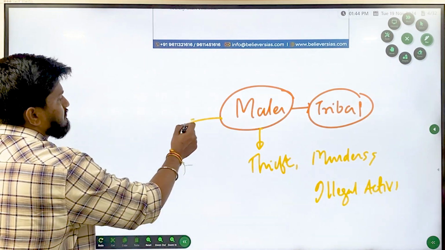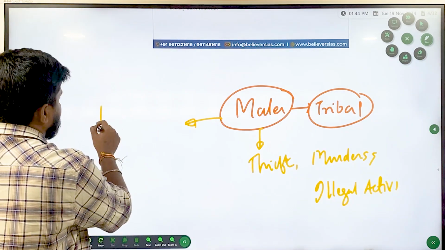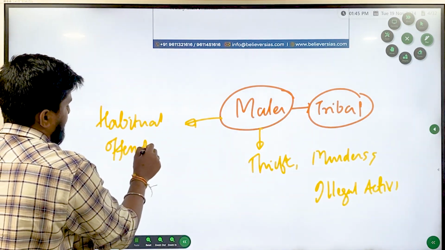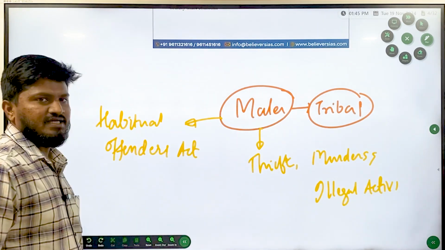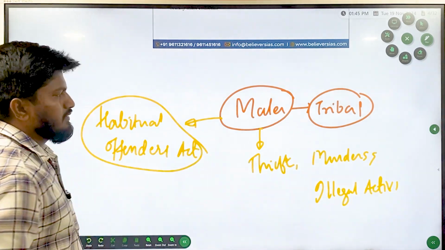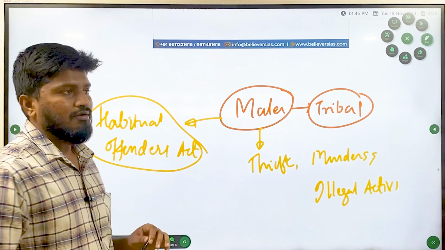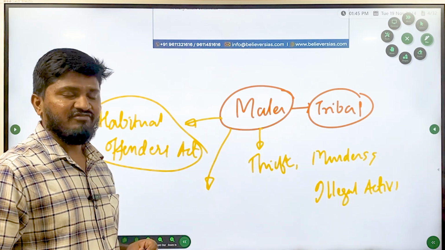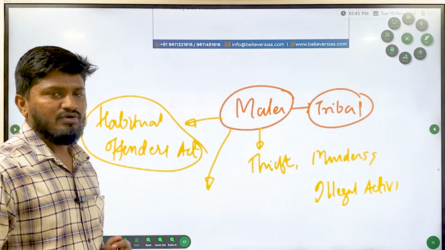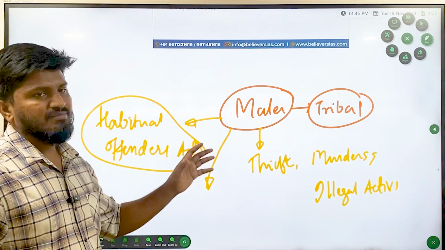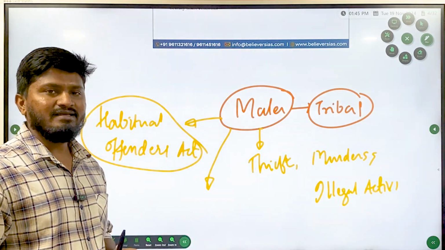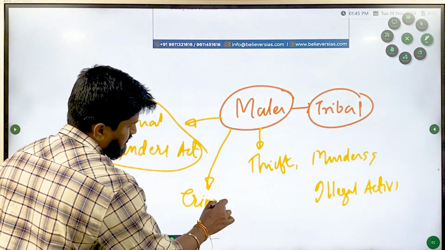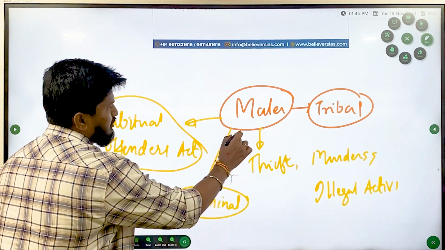So they brought in an act called the Habitual Offenders Act, and under this they started feeling that, because of this law, all the individuals who belong to the Malar community, there was a stereotype that they are involved in theft. They are kind of thieves. They are involved in illegal activities. So because of this law, all the members belonging to the Malar community were stereotyped as criminals. This is the criminal stereotype belonging to the particular community, that is Malars.